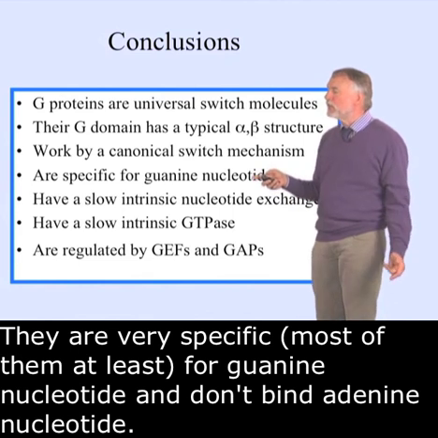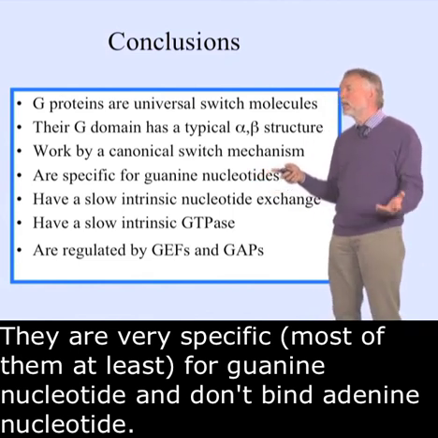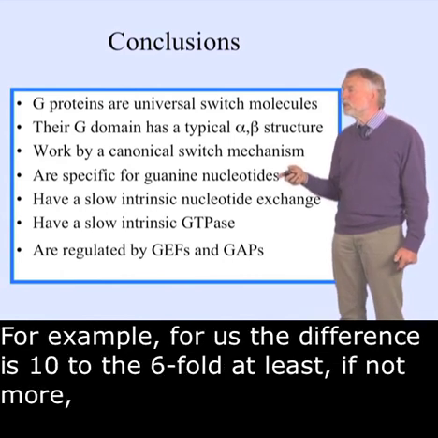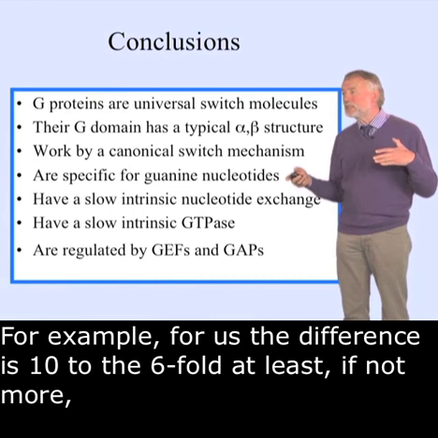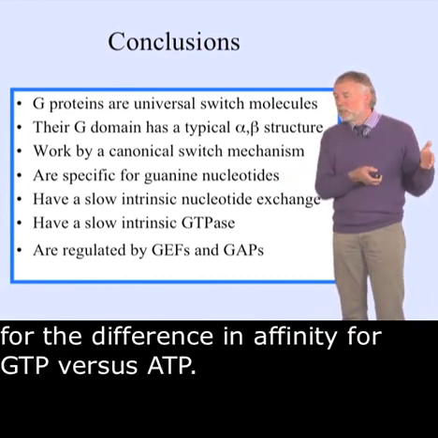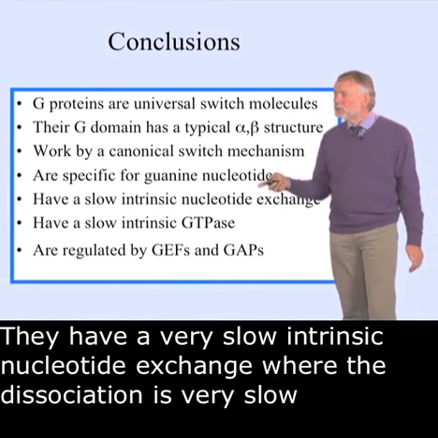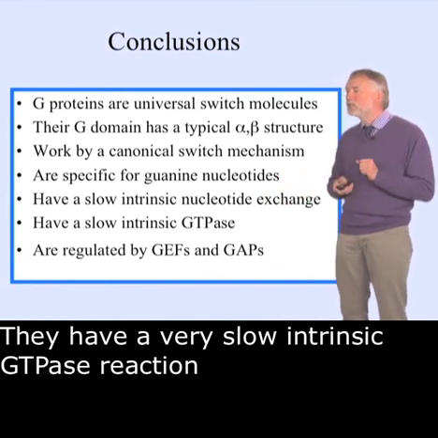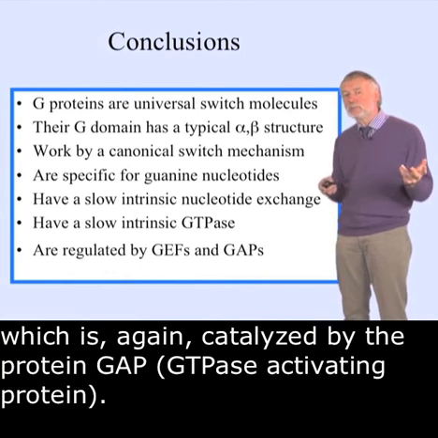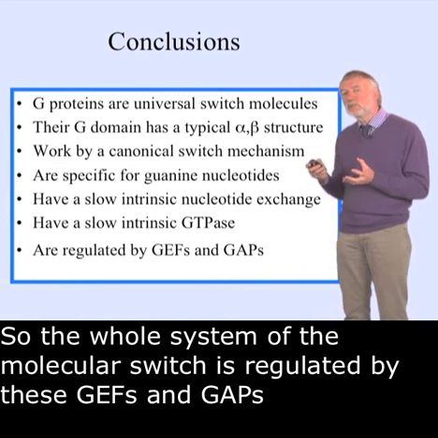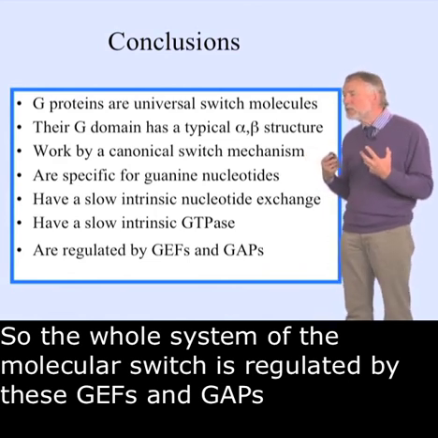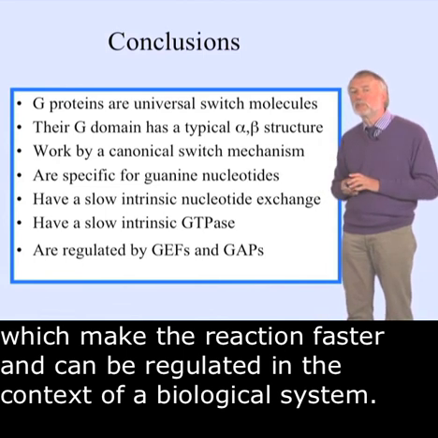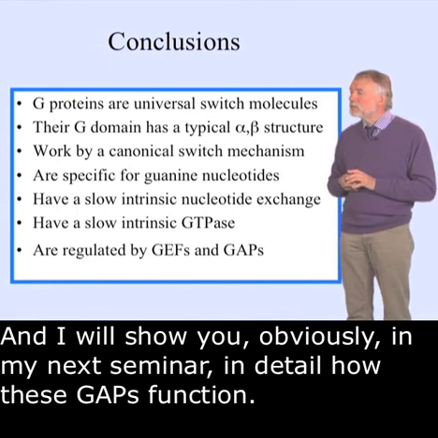Most of them at least are very specific for guanine nucleotide and don't bind adenine nucleotide. This is again different from adenine nucleotide binding proteins, which are usually not so specific. For example, for RAS, the difference is 10 to the 6-fold at least, if not more, in affinity for GTP versus ATP. They have a very slow intrinsic nucleotide exchange, or the dissociation is very slow, and it is catalyzed by the factor called GEF. They have a very slow intrinsic GTPase reaction, which is again catalyzed by the protein GAP, GTPase activating protein. So the whole system of this molecular switch is regulated by these GEFs and GAPs, which make the reaction faster and can be regulated in the context of the biological system. And I will show you, obviously, in my next seminar, in detail how these GAPs function.